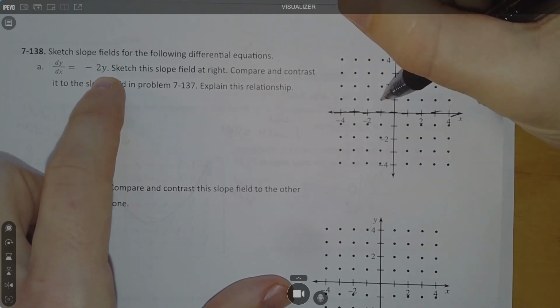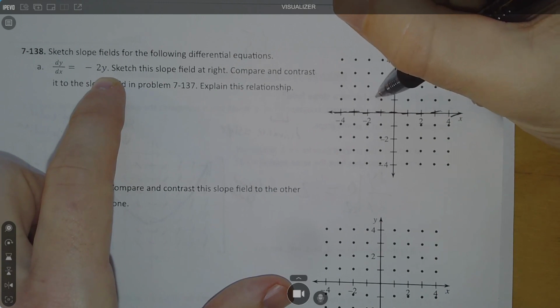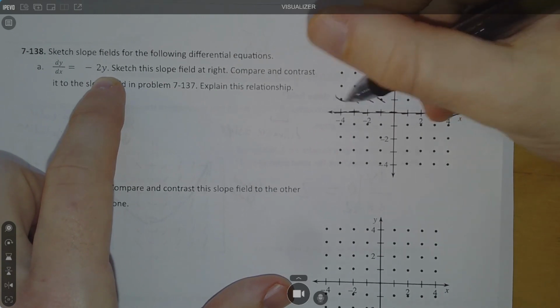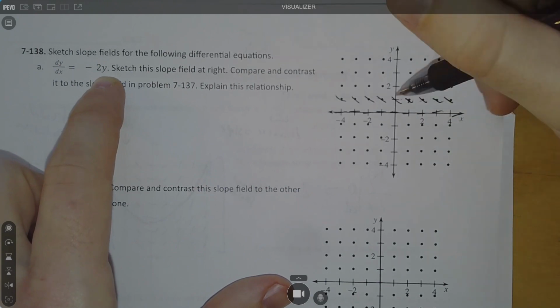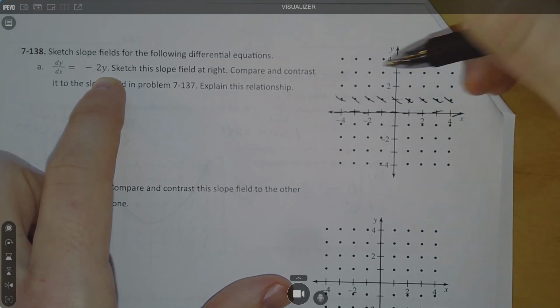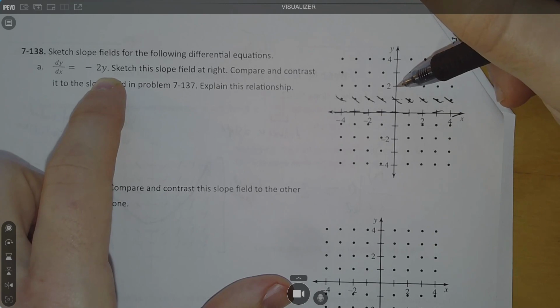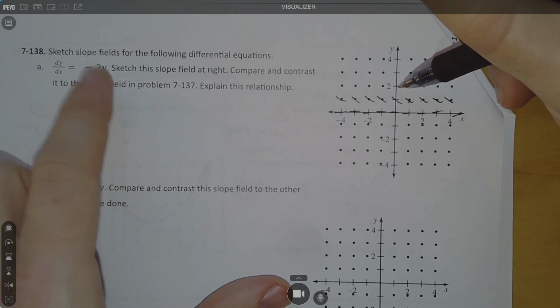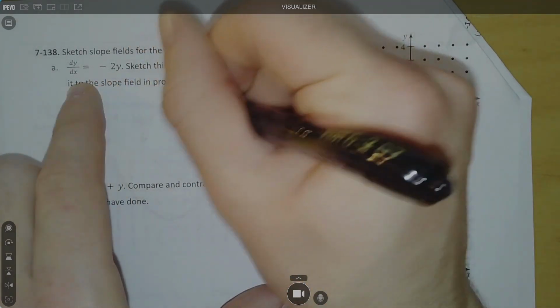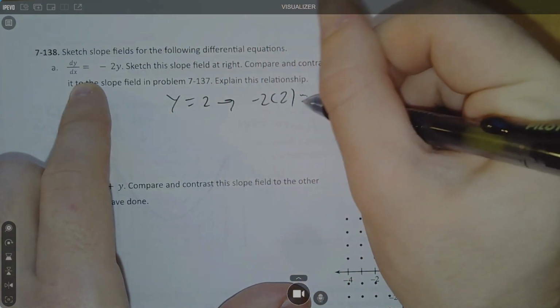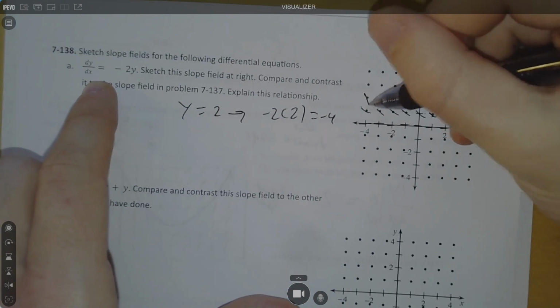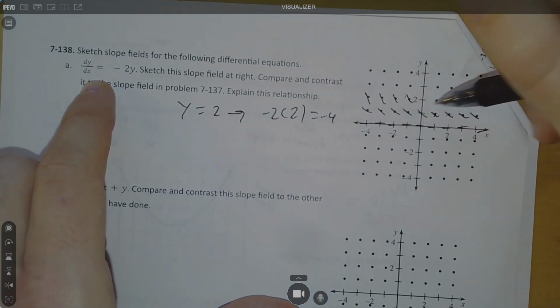So I'll draw this, and it is not going to be accurate. I have to draw it inaccurately because it's going to get steeper as I go up. What's my y value here? 2. So if y equals 2, then my slope is -2 times 2. So my slope is -4. So it's going to be even steeper, like this. Okay?